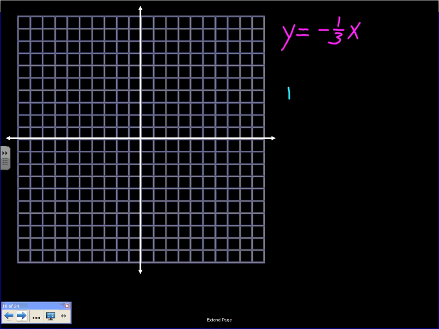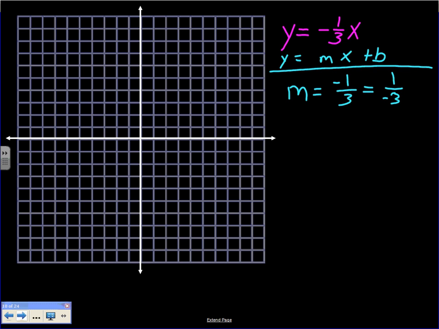So if we know y is equal to mx plus b, the slope is going to be either negative 1 over 3, which is also equal to 1 over negative 3. So make sure you put the negative sign with only one of the numbers. Now what's b going to be here? If you look above b, there's nothing there. And if there's nothing there, that means you've added 0 to the equation.